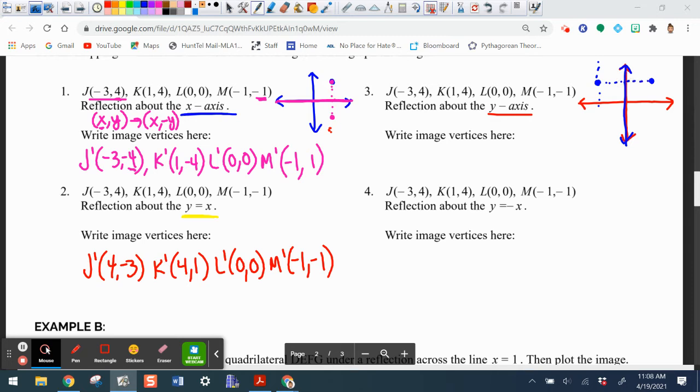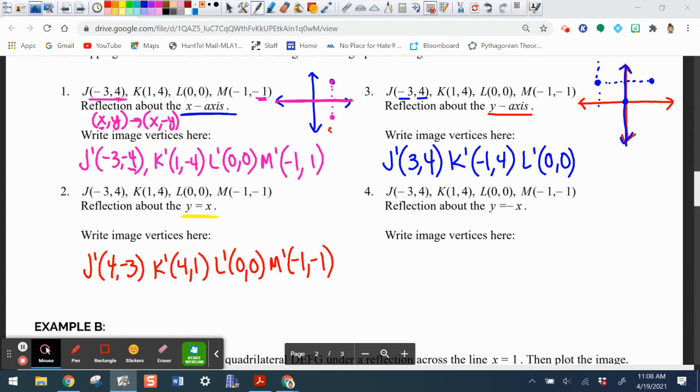So all we're doing is we're inverting the x value. So if J is located at -3, 4, J prime will be located at +3, 4. If K was located at 1, 4, K prime will be located at -1, 4. Now L, because it is 0, 0, L prime will still be 0, 0, and that's because, again, 0, 0 is on the line of reflection.